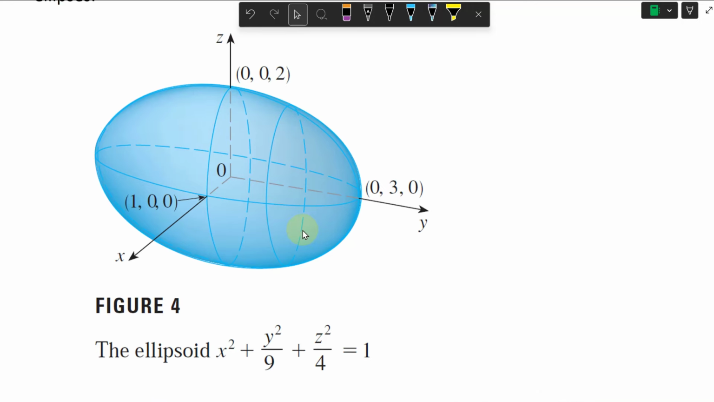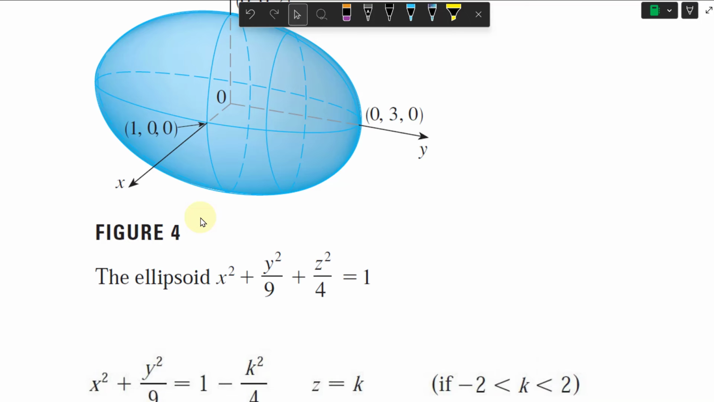And yeah, what we get in this case is going to be a vertical ellipse, basically, because we're setting x equals a number. Let's say we have x equals 0.5. So we're going to have to draw a plane like this.